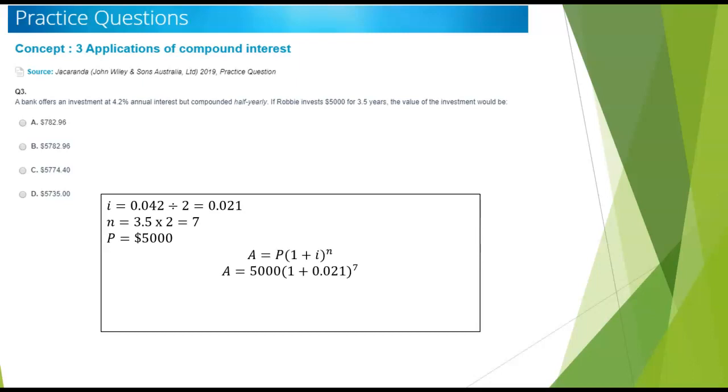Write down our formula, substitute into our formula, work out the future value. So the future value of this investment is $5,782.96, which is answer B.